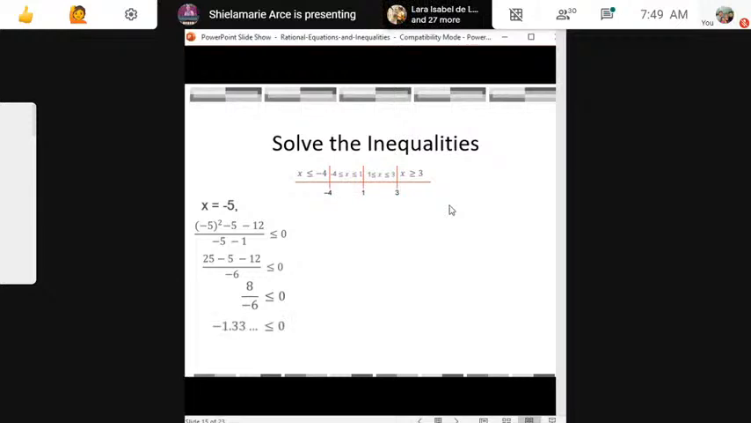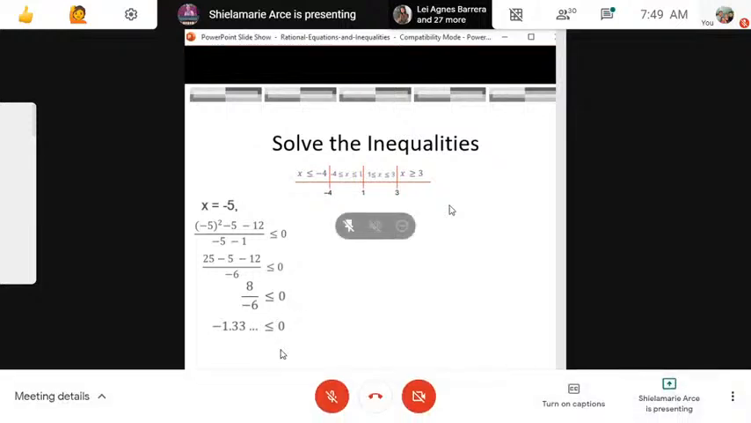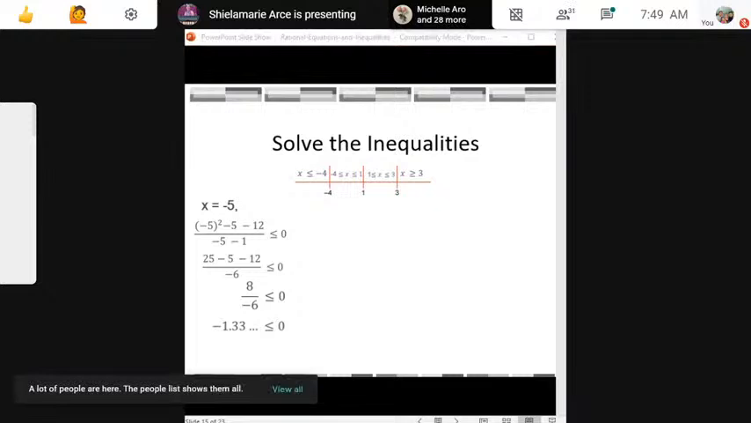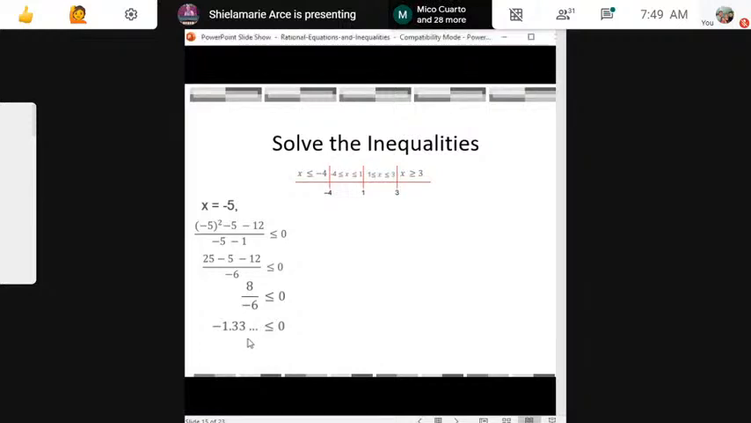Then we have -3 over 2. Tama ba? Hindi pala. 4 over -3 is less than or equal to 0, or -1.33. Ang agap mo, Reggie. -1.33 is a true value for this inequality. Diba? That -1.33 is really less than or equal to 0.